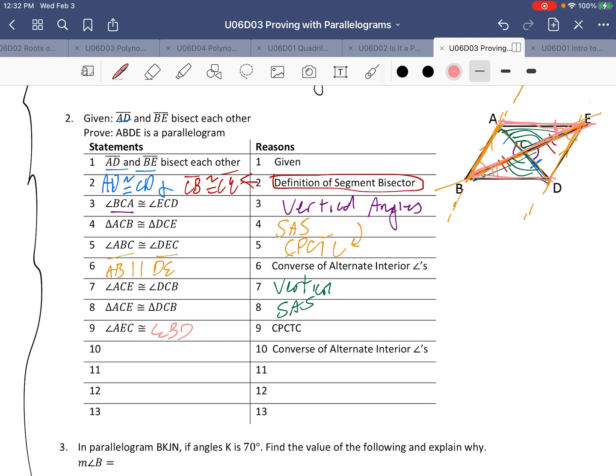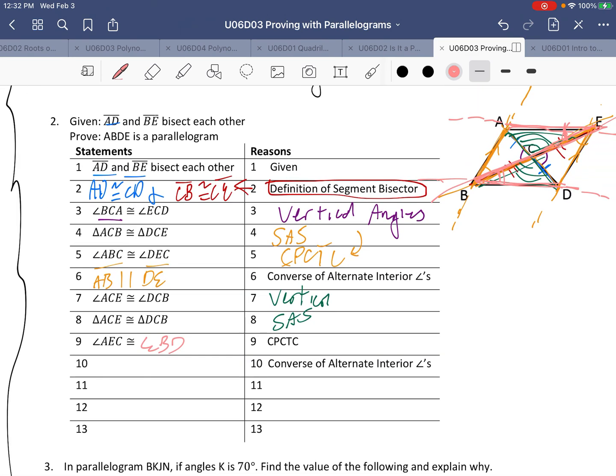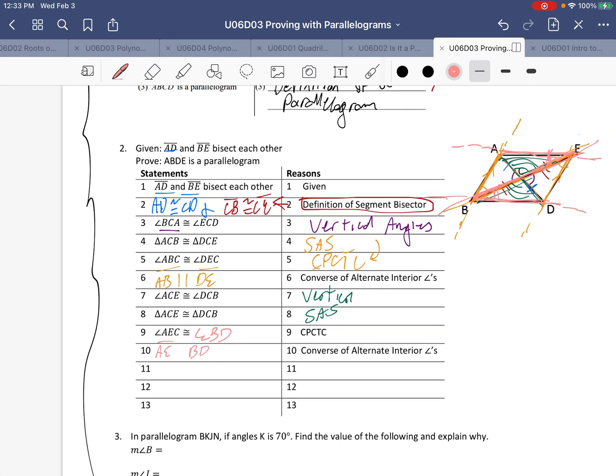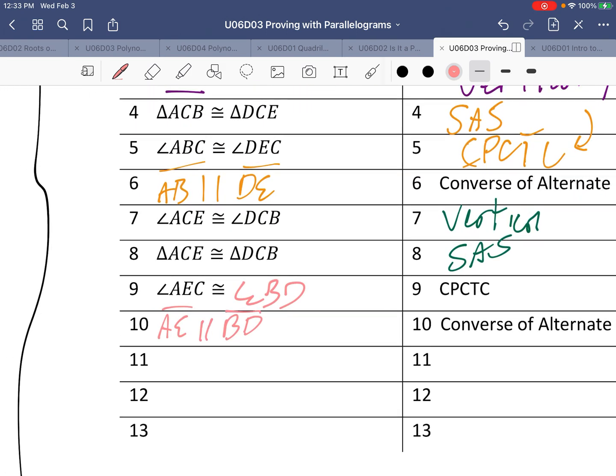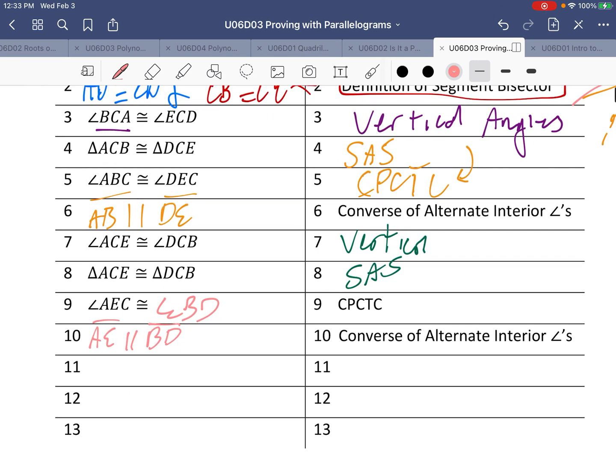And it makes another one of our classic Z positions, or images. So that makes this side and this side parallel using this transversal, because these are alternate interior angles. So the reason is going to be converse of alternate interior angles, making sides AE and BD parallel. Did I say AE? Yeah, AE and BD are parallel by the converse of alternate interior angles, which allows us to state that ABCD is a parallelogram.